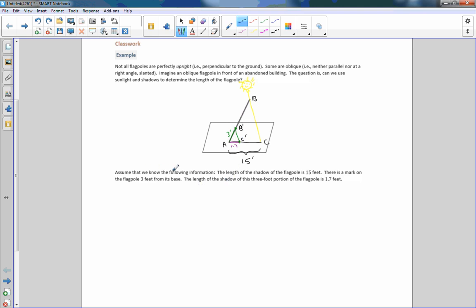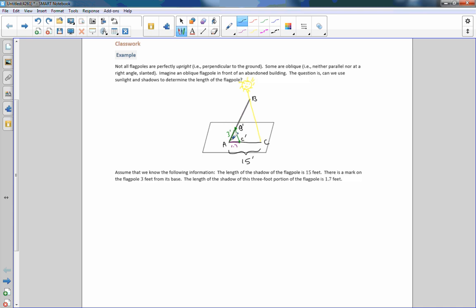Okay, so it says, assume that we know that the length of the shadow is 15, the mark on the flagpole is 3, and the length of the shadow's 3-foot portion of the flagpole is 1.7 feet. The question is, can we use sunlight and shadows to determine the length of the flagpole? Okay, so we're going to assume that this line B prime C prime is parallel to BC, and since we have parallel lines, then the flagpole is a transversal.